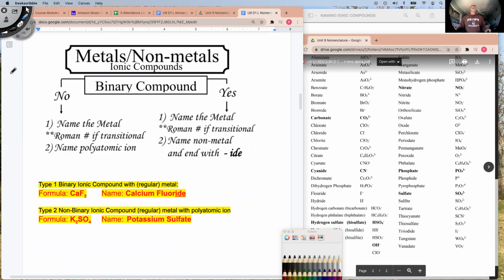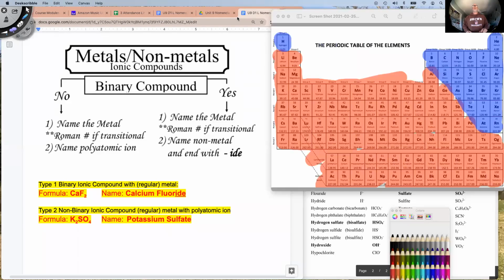So we're going to get right into following directions with this flow chart. The first thing we have to realize is whether or not we're working with metals and nonmetals. So the first thing you're going to have to be able to do is know the difference between a metal and a nonmetal. You're going to have to know that these guys over here are metals and these are nonmetals. An ionic compound is a mixture of these two types of elements.